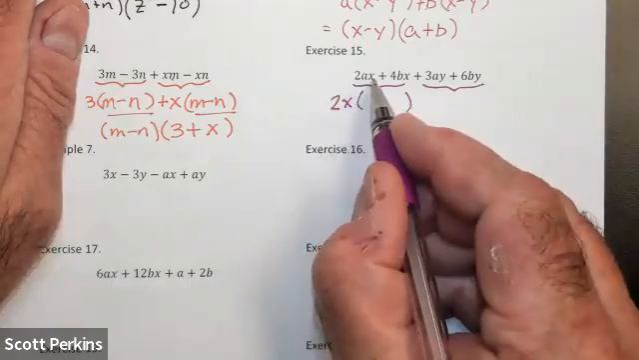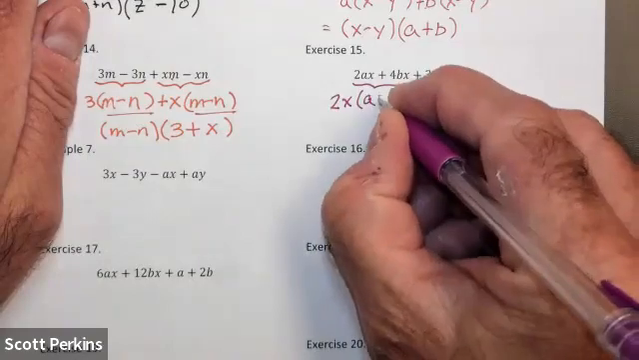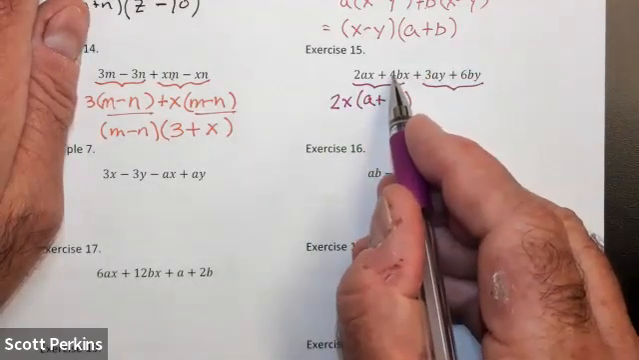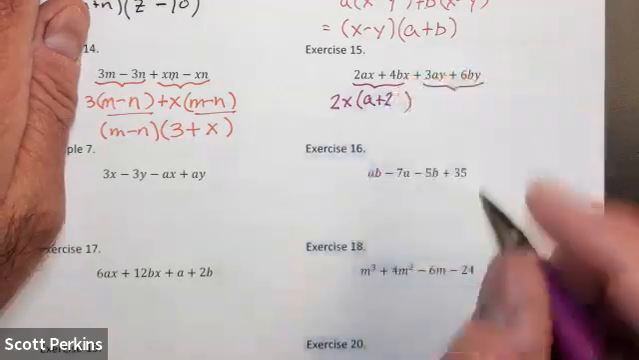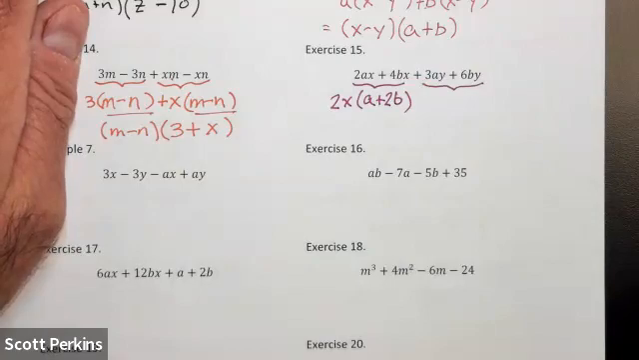So 2ax, when I factor out the 2 and the x, I'm just left with a. 4bx, when I factor out the 2, 4 divided by 2 leaves me 2. And then when I factor out the x from the bx, that leaves me b. So I have a plus 2b.